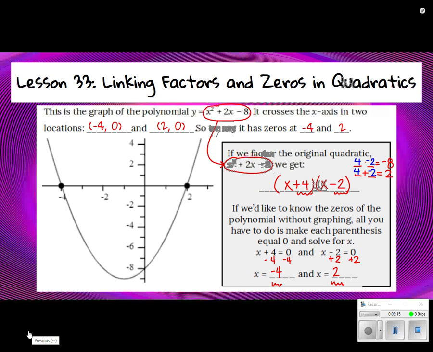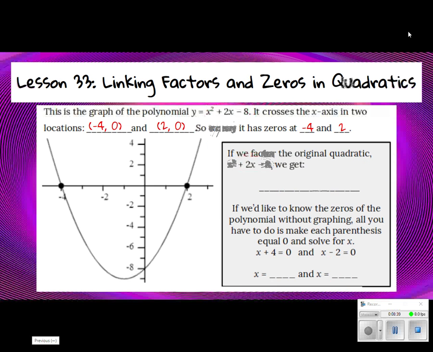Okay, so a factor helps us break apart a quadratic or a different polynomial. A zero is where that polynomial, where that graph, crosses the x-axis. And so they are linked together. So if you know the factors, you can find the zeros. And if you know the zeros, you can find the factors. And we'll talk about that later on.